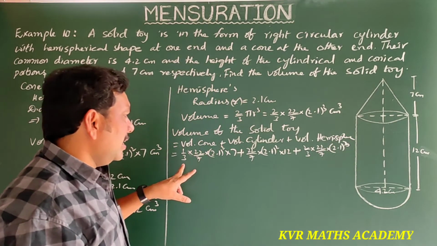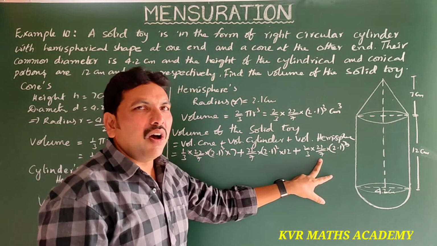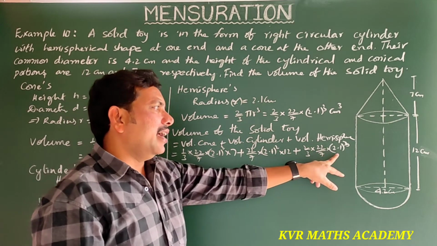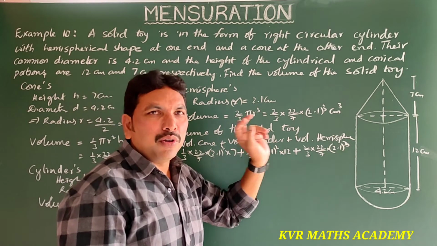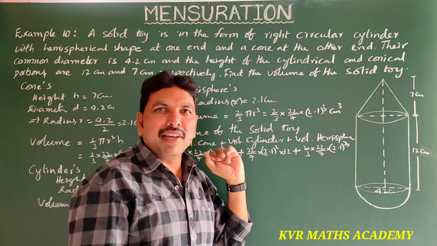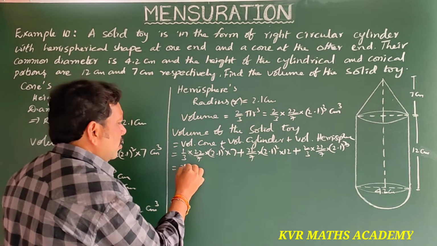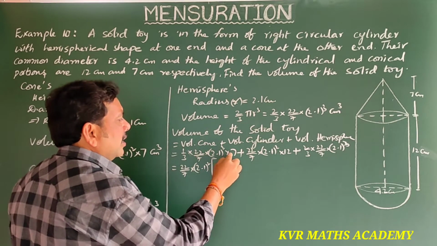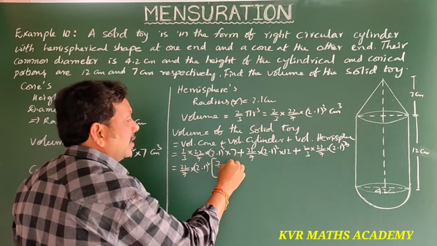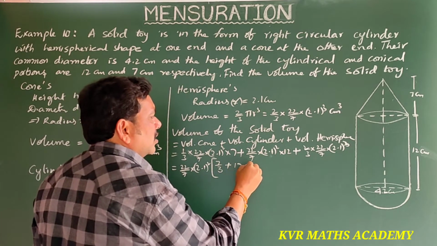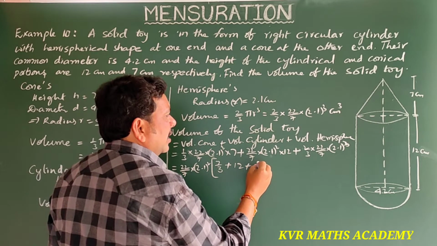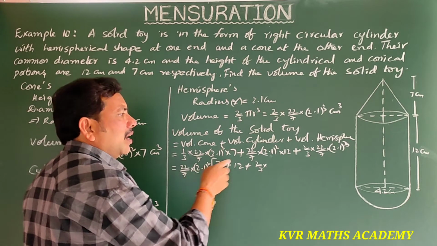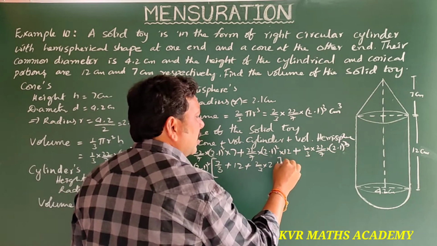Here see, in all these three terms, what is common? 22 by 7 is there, and 2.1 whole square will also be there. In 2.1 whole cube, 2.1 whole square is also there. So the common factor is 22 by 7 into 2.1 whole square. If you take it common, the remaining part is 7 by 3 plus 12 plus 2 by 3 into 2.1.